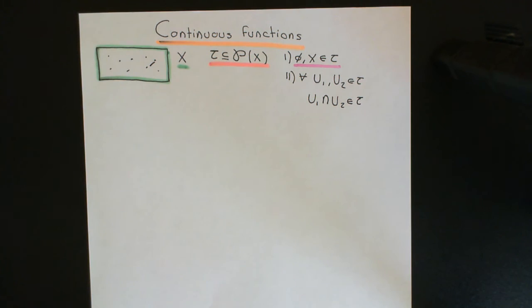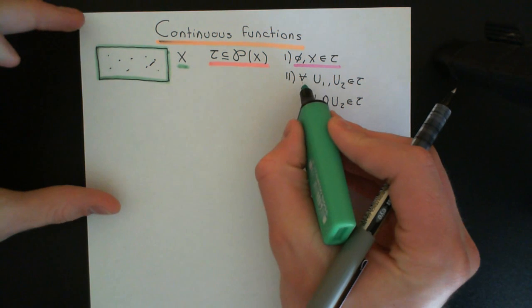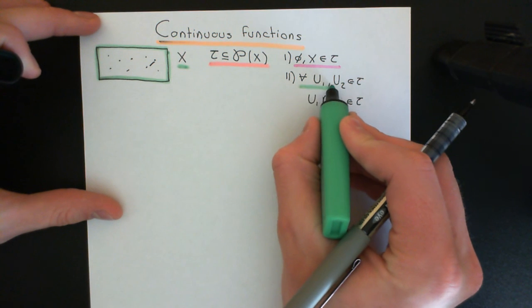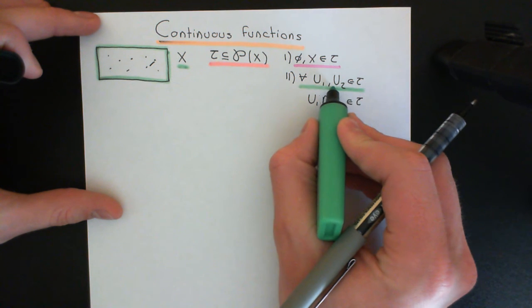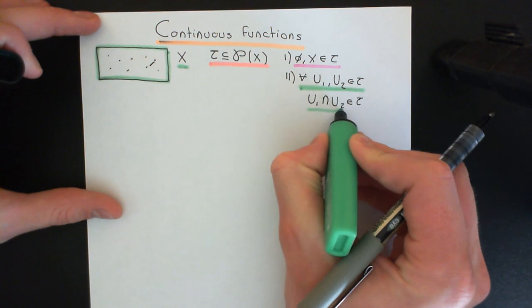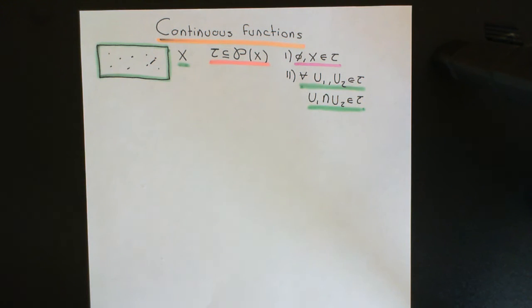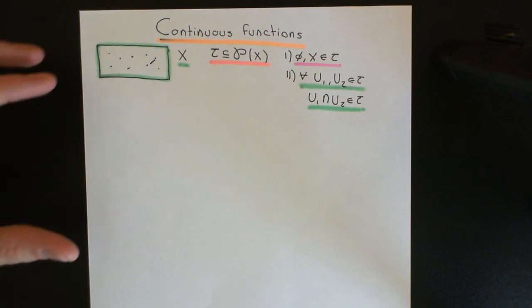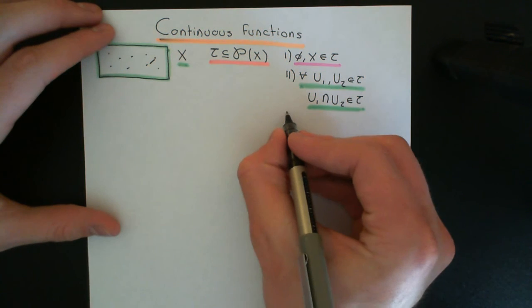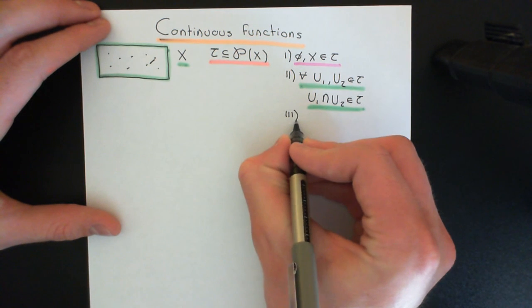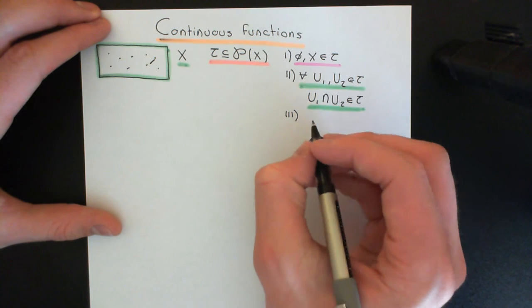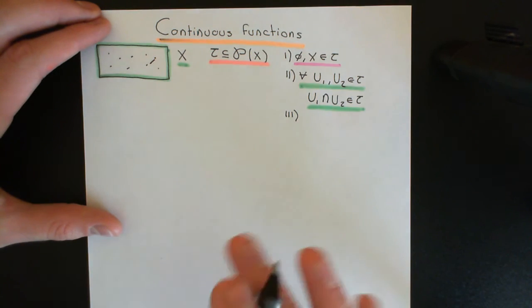So this topology tau, this subset of the power set of X, it's a very clever subset of the power set of X, because if you have any two elements in that topology tau, it must be the case that if you intersect the two of them, you end up with another element that's in the topology tau. So you end up with another subset that is in the topology tau.